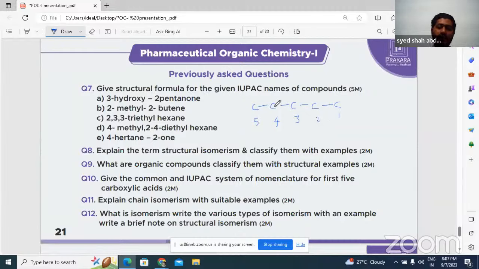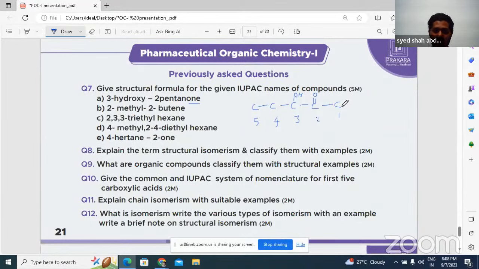Now 3-hydroxy, OH. Done. 2-pentanone. The 2 is for the double bond, meaning a double bond on the second position to oxygen, which means ketone. Structure is done. What you need to do? Balance the hydrogen. That is the last thing.